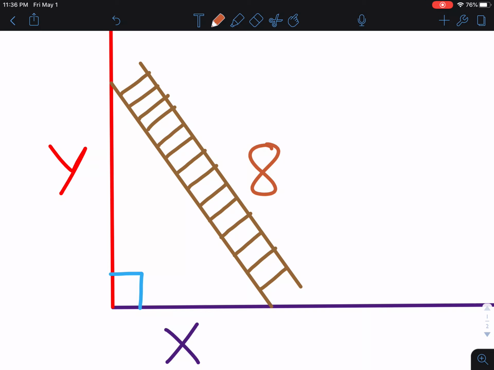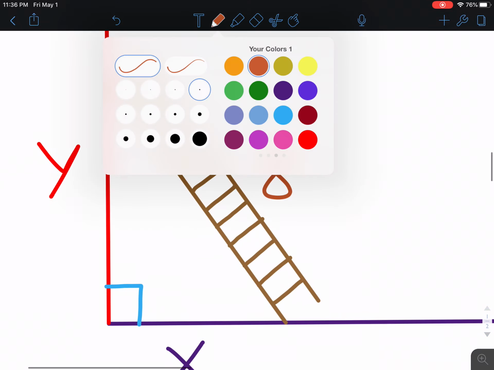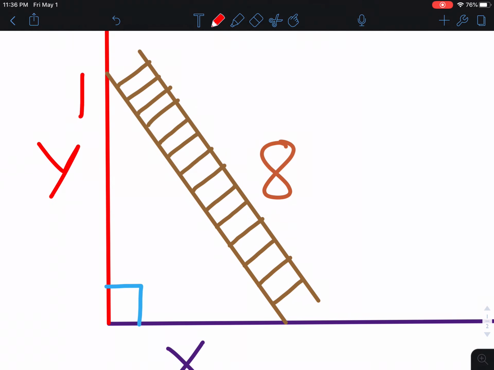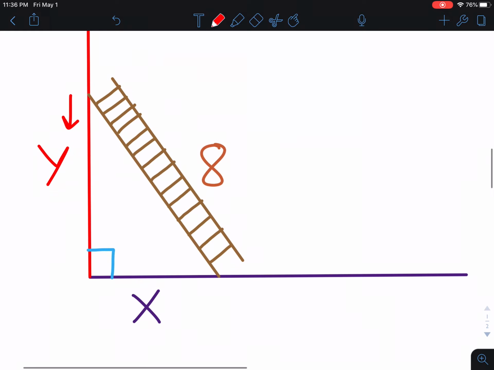So let's think about the motion here. The top of the ladder is sliding down the wall, and so that's going to kick the base of this ladder out to the right.